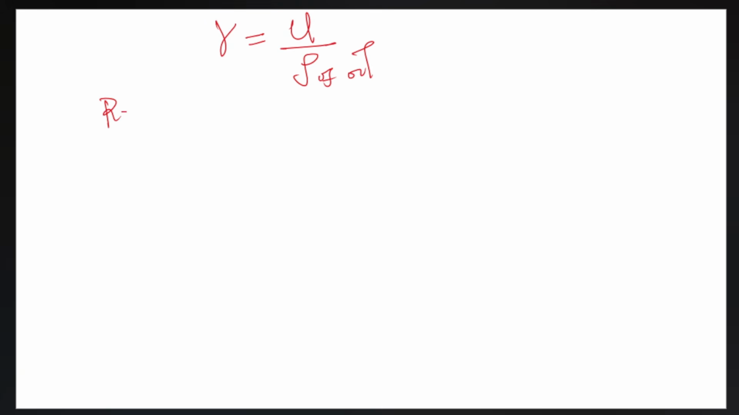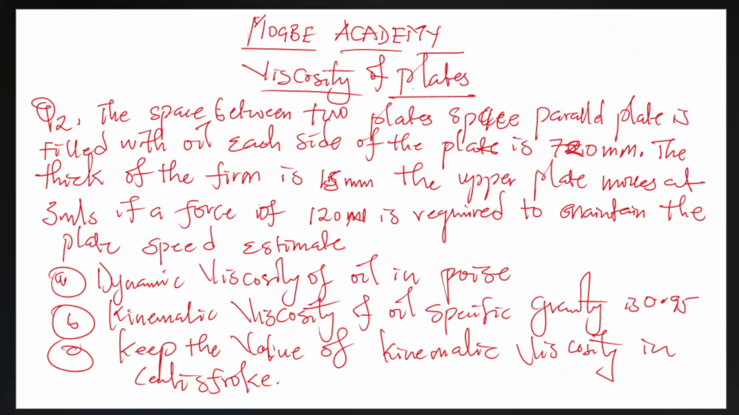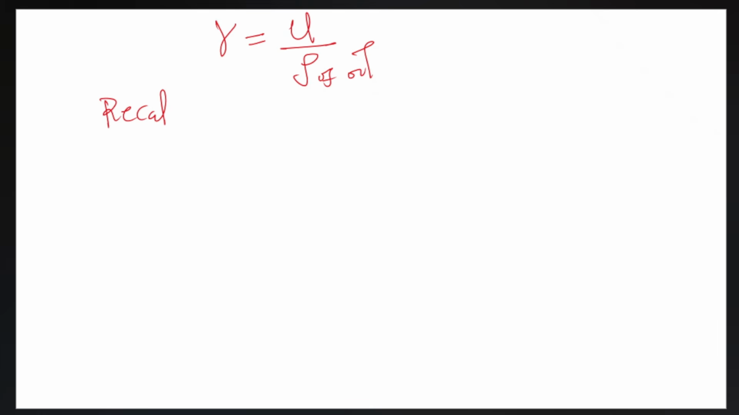Now, recall from your question, you were given a specific gravity. The specific gravity was given to be 0.95. Do we know the density of oil? No, we don't know the value of the density of oil. Now it's left for you to calculate the density of oil.